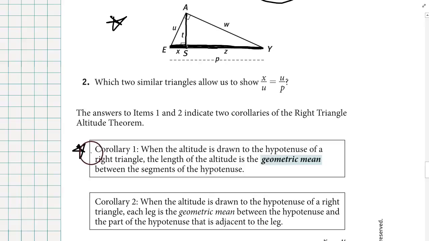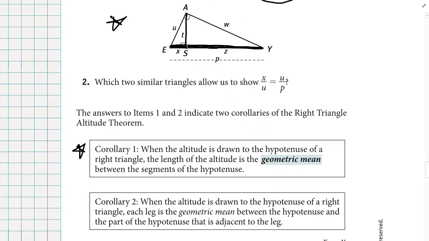That idea is shown in this statement here, which is called a corollary to the right triangle altitude theorem. A corollary is an idea that comes directly from a theorem. When an altitude is drawn to the hypotenuse of a right triangle, the length of that altitude is the geometric mean between the segments of the hypotenuse. We're used to arithmetic mean, also called average, where you add two numbers together and divide by 2. Geometric mean is another type of average.